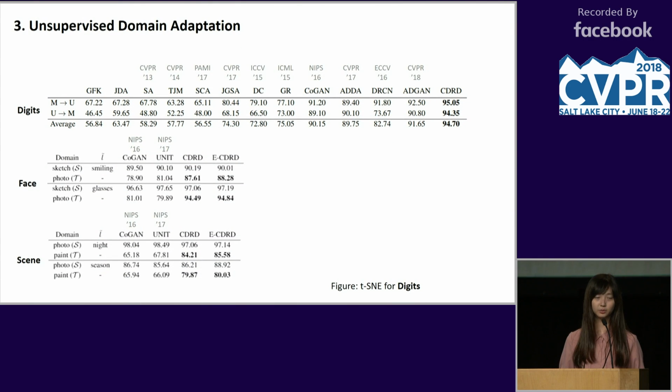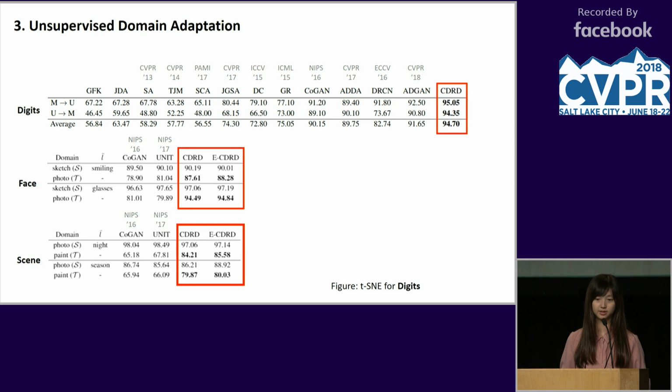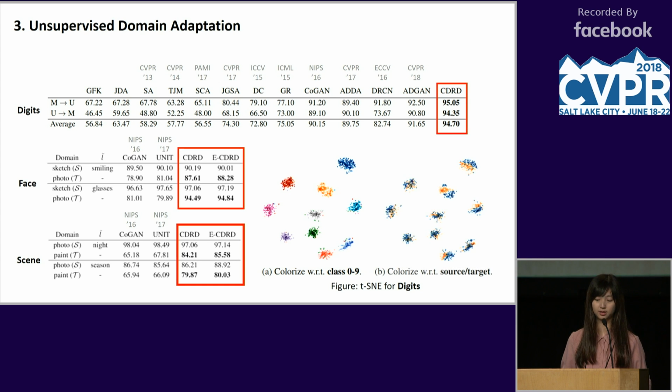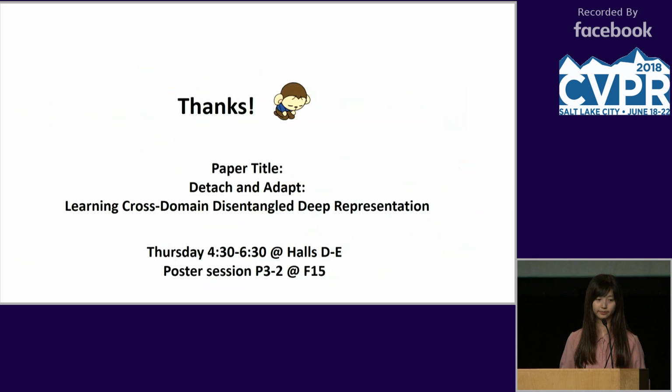Finally, in unsupervised domain adaptation, we achieve satisfactory results in digit, face, and SYNTHIA datasets. We also observe that the features are separated into 10 classes, and the features of source and target domain are aligned together. If you are interested in our work, please come to our poster session at F15.